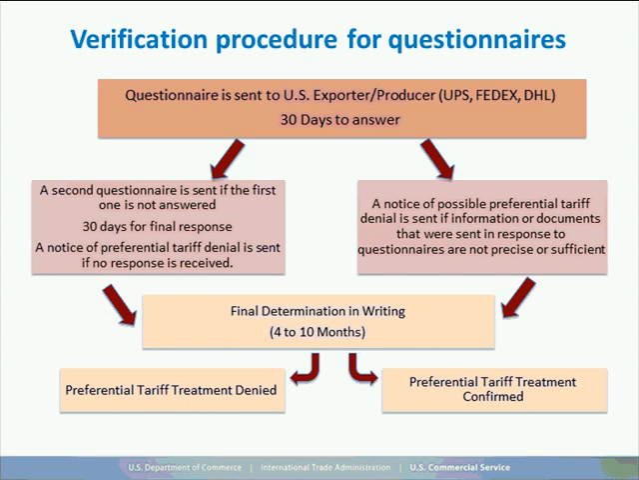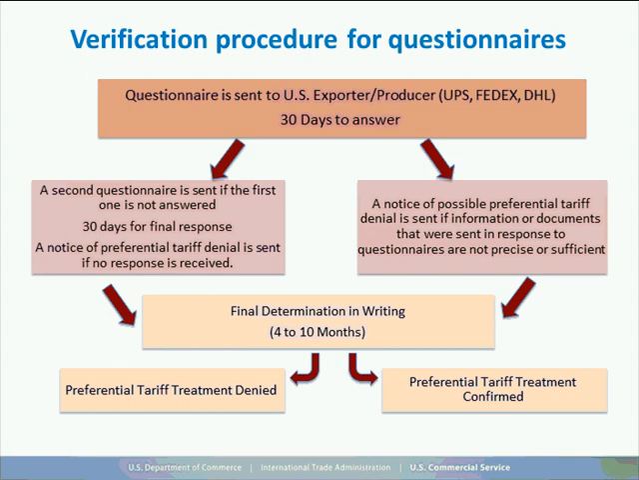So again, returning to the graph that you see in the slide, if the second questionnaire is not answered, a final determination in writing is issued 4 to 10 months after the initiation or after the first questionnaire is sent. On the right side of the slide, if the questionnaires are received and are answered within 30 days, Customs can also send a notice of possible preferential tariff denial if the information or documents are not sufficient or precise enough. At the end, this procedure will end with the final determination in writing 4 to 10 months after the initiation.